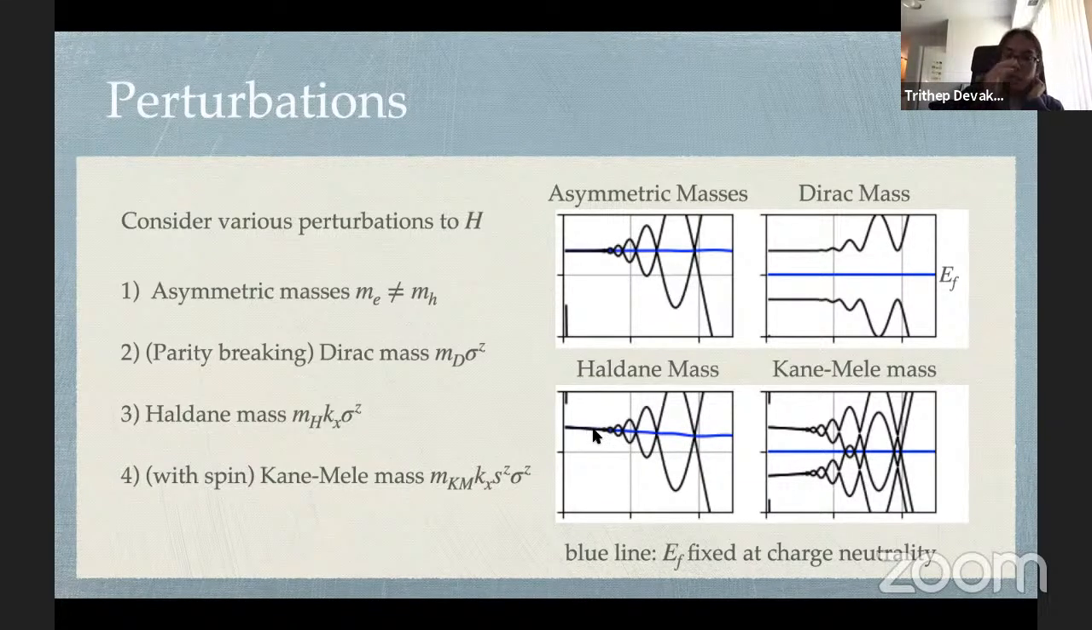And if you're still fixed at charge neutrality, then your Fermi energy still lies between them, and you do end up with oscillations that remain.